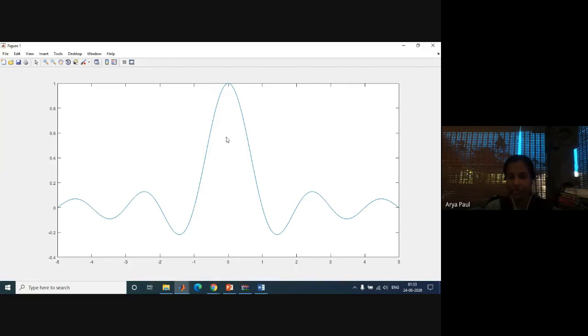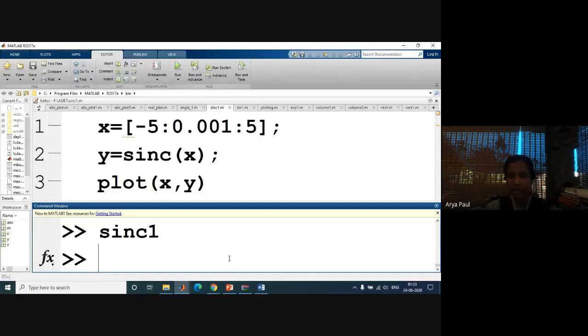At x equal to 0, you will be getting the value as 1. Here you can see on the y-axis, the y value will be 1 at x equal to 0. All other you have sin pi x by pi x. I hope this is clear.